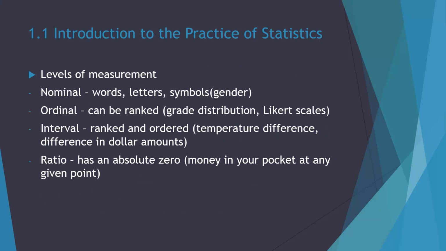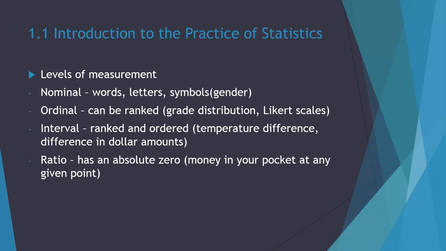The next part of section 1.1 looks at levels of measurement, and this wraps up this first section. So we go in 4 levels: nominal, ordinal, interval, and ratio. Each one builds on the other. Nominal is the most basic. Words, letters, symbols. On a survey, it could be when it says, what's your gender? Male or female. You choose, that's nominal.